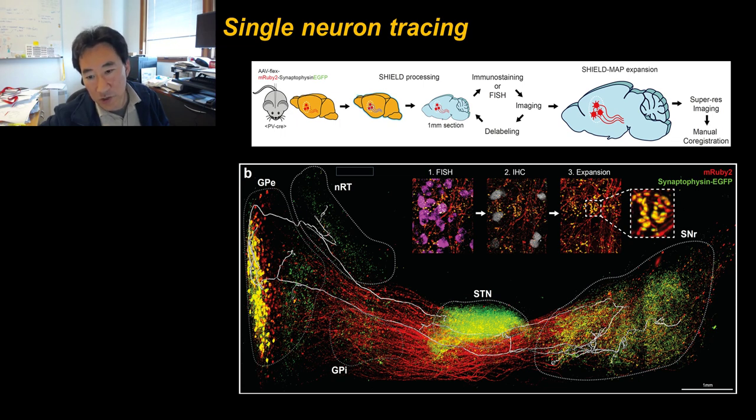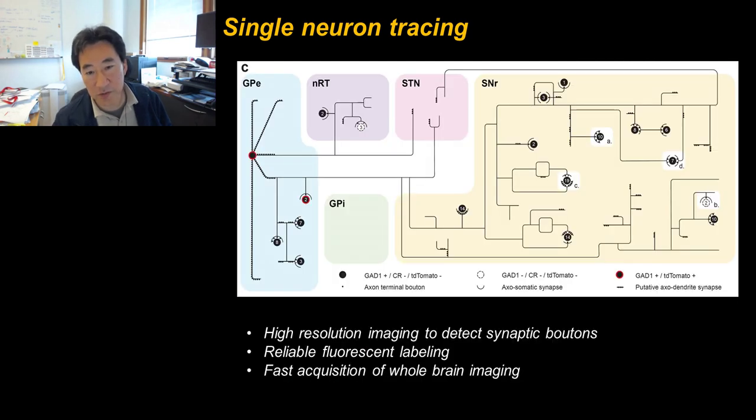So here is the high resolution image we acquired of the globus pallidus neuron, Pavlov positive neuron projecting to many different targets. And then we picked one neuron, we did the single neuron tracing, and the gray line is the axon fiber traced kind of manually. And then while we are doing that, we are able to do in situ hybridization to mark the SNR neuron with many different cell type markers. So after the single neuron tracing, we get this kind of diagram.